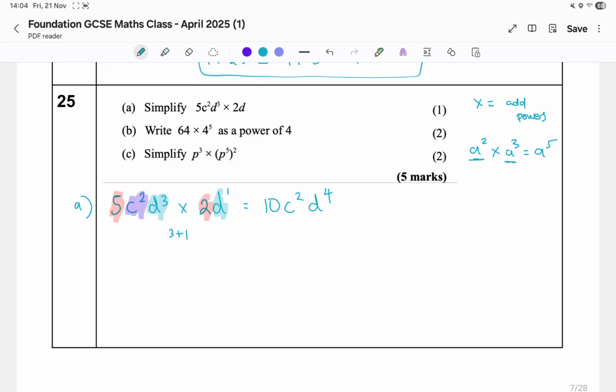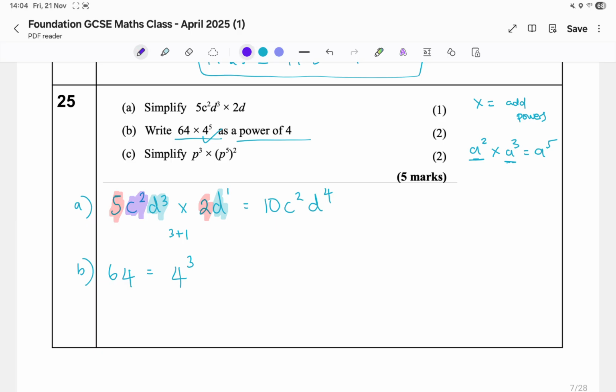So that's that simplified. Part B, write 64 times 4 to the power of 5 as a power of 4. So you're basically writing everything as a power of 4. This is already a power of 4. We need to write 64 as a power of 4. I know 64 is 4 cubed, because 4 times 4 times 4 is 64. So I've written that as a power of 4.